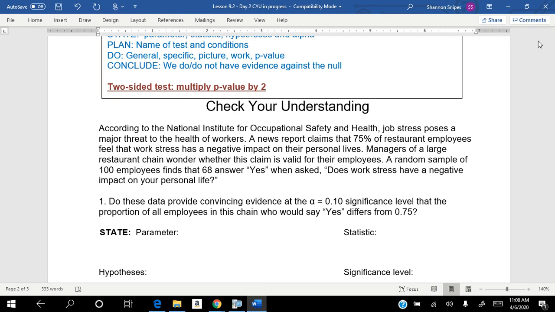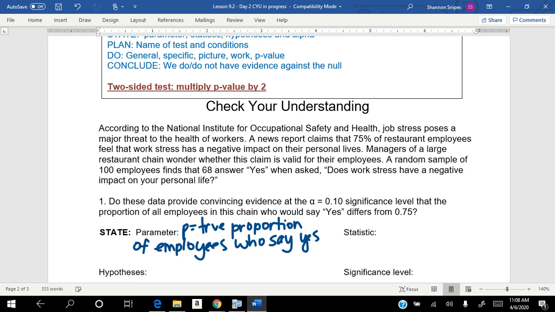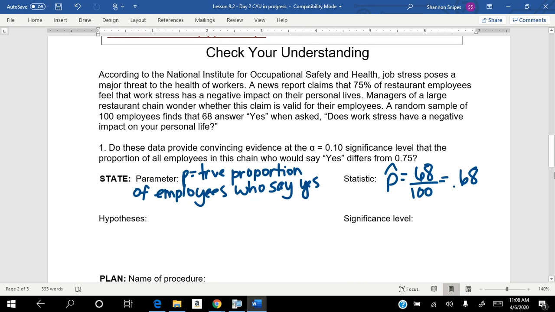All right, so your parameter, p, is going to be the true proportion of employees who say yes. You always want to define your variables because you're going to use p in your hypothesis, and the reader needs to know what p stands for. So your statistic is going to be p hat. Remember, that's what we got from the sample, 68 over 100, so 0.68.